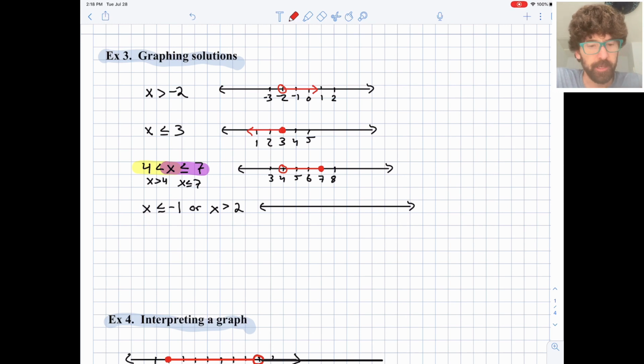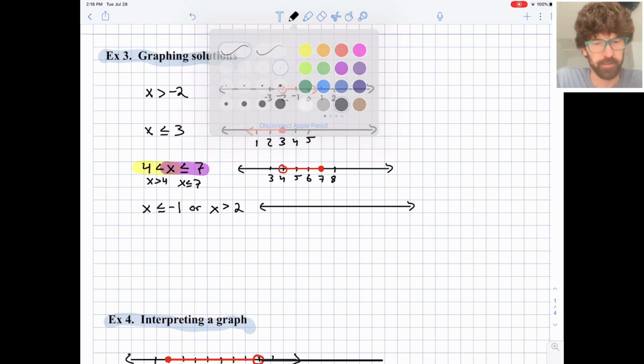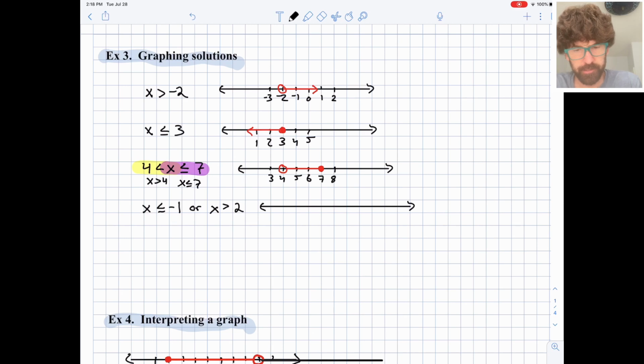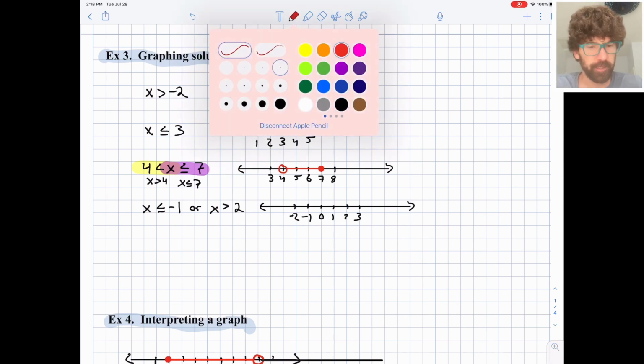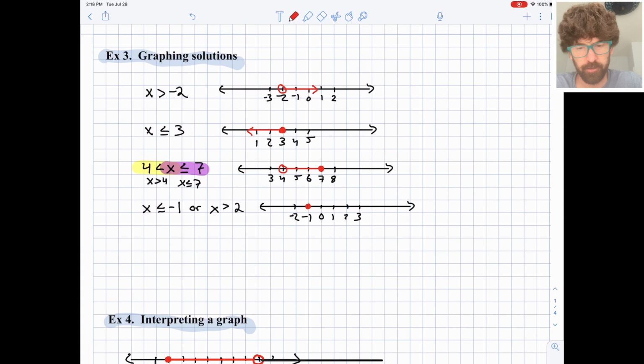And this last one I call an or, or a beyond inequality. X is less than or equal to -1, and then also x is greater than 2. So let's throw in a -1, -2, 0, 1, 2, 3. And so we know that x can be -1 or smaller, or x can be 2 or larger, not including the 2. And of course, those things can't both happen at the same time, so this is an or inequality.